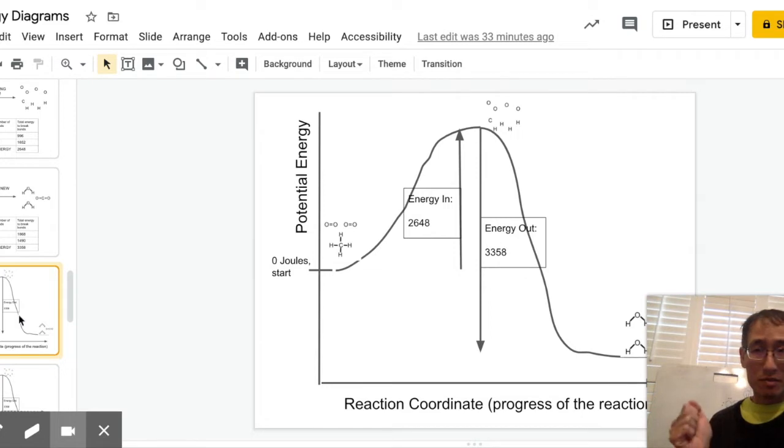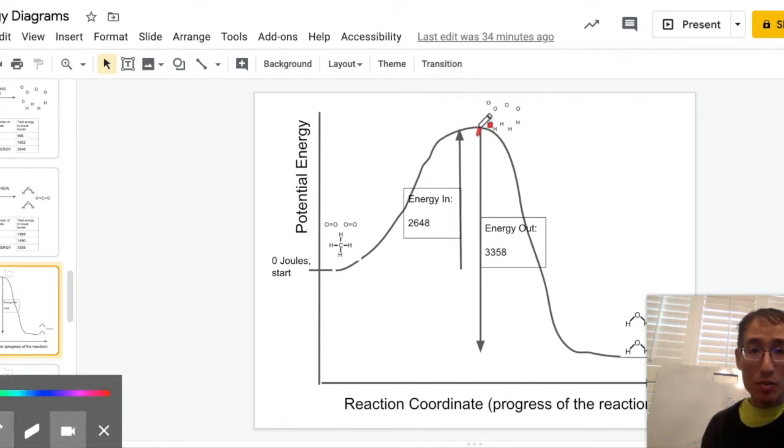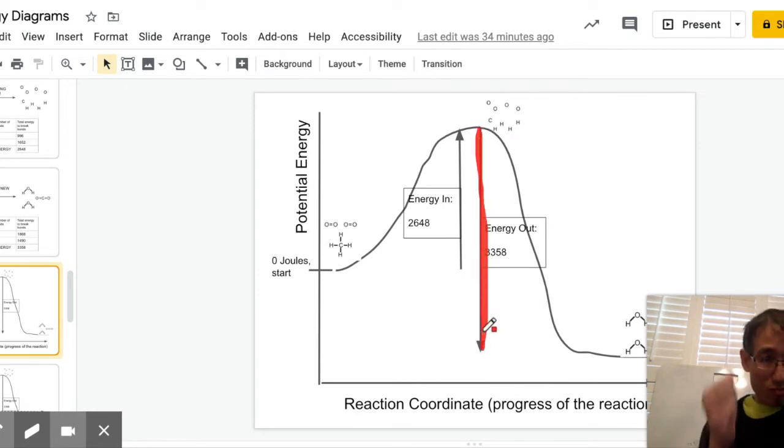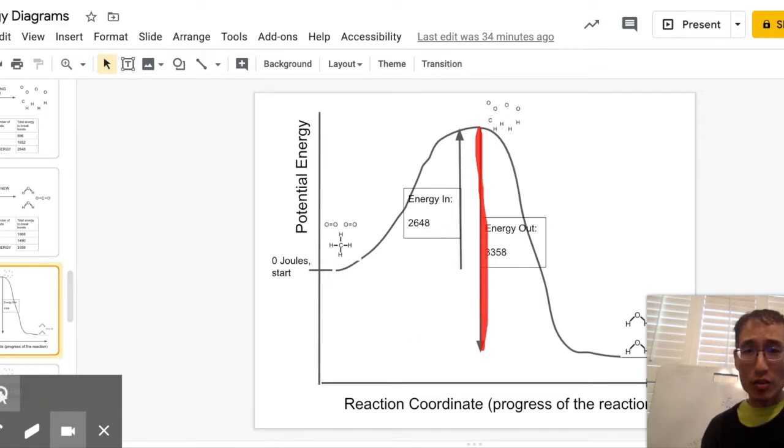Well, now we've got energy in, 2,648, so that goes up like this. But the energy out is much bigger, and so this is what this type of energy diagram looks like. We have this big drop right here, this giant drop of energy, okay? So more energy is coming out, and so this is what we call an energy diagram, or reaction energy diagram.